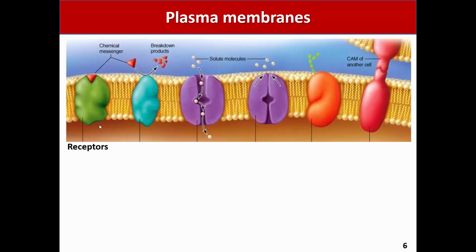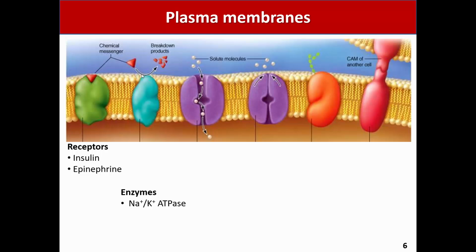What we see here in the green, some proteins act as receptors. So you see the triangle here represents a chemical messenger, and it binds on the outside of this particular protein, but the chemical messenger does not come into the cell. Its job is to bind to the protein, and that will initiate a signal to the interior of the cell. Two examples of chemical messengers include insulin and epinephrine.